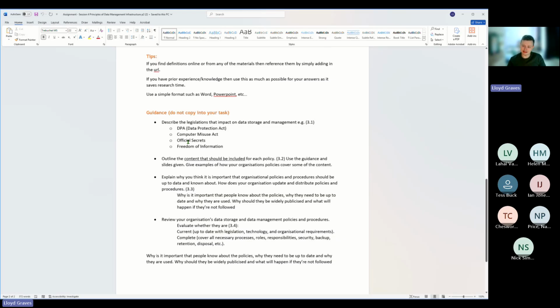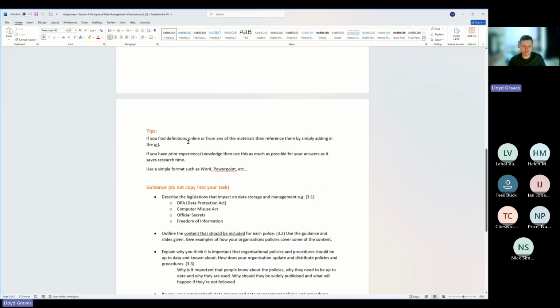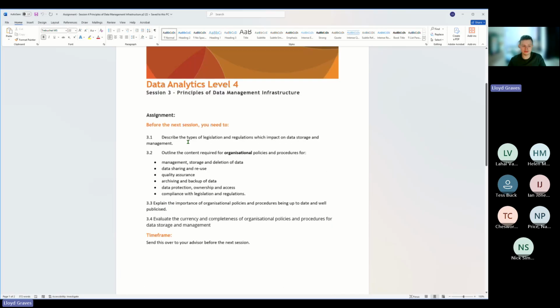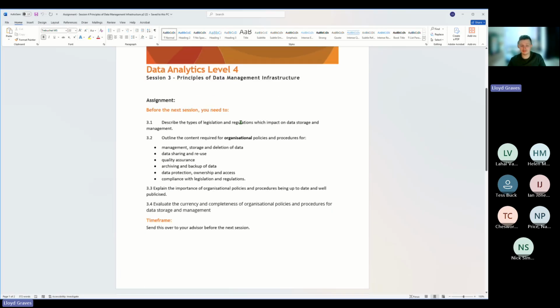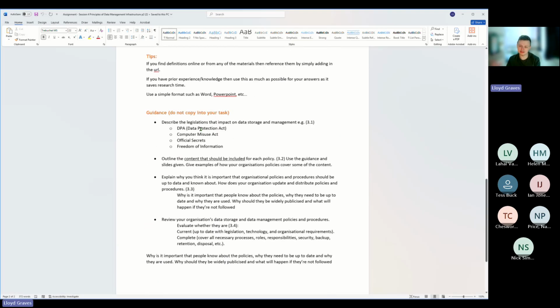The key for this one, again, like I say, make sure you're answering the actual criteria. So, it's all well and good having all the information on legislation and regulations, but make sure that you tell me the impact that it has on data storage and management. So, like I say, we all, I'm assuming, manage and store data to some degree as part of our role. So if you want to talk about the Data Protection Act, how does the Data Protection Act change how you store and manage data in your role? Or the same with the Computer Misuse Act and the Official Secrets Act. What is the actual impact it has?